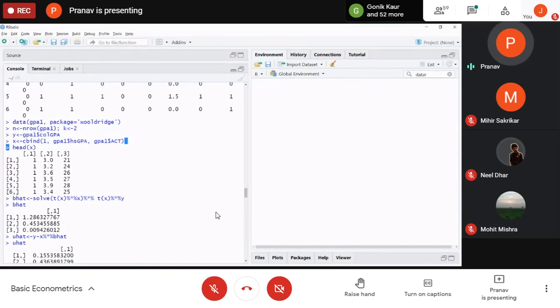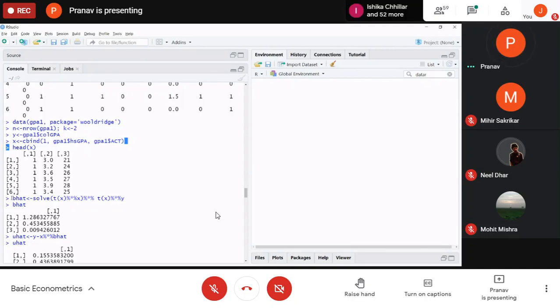And if you have to check the dimension of the data matrix, you simply call the function dim. So dim of X will give you the dimension of this data matrix, and that dimension will be 141 by 3. That is 141 observations and 3 independent or explanatory variables, including the constant. So this is my data matrix that I have prepared.